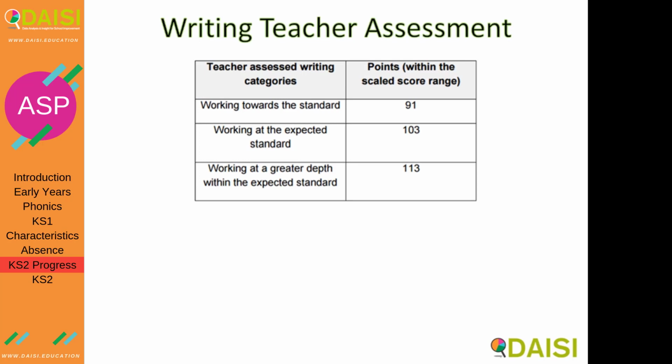Writing at Key Stage 2 is not exam assessed, it's teacher assessed, and therefore the scale that we've just been seeing with 79 and below has been extended upwards for writing. Working at the expected standard has been assigned a 103 scaled score, at greater depth 113, and working towards 91, so everything else is 79 and below.